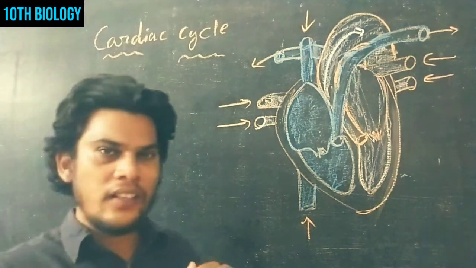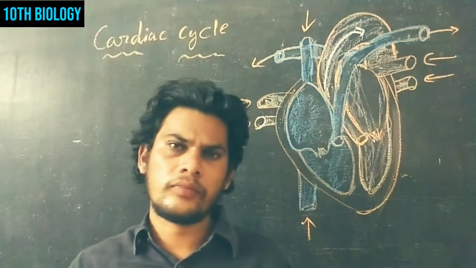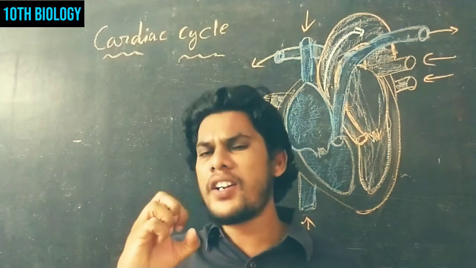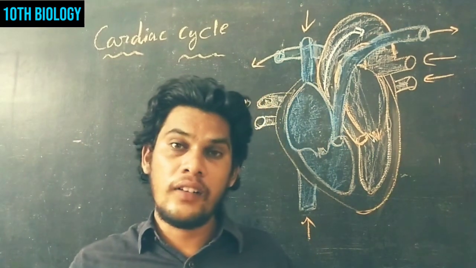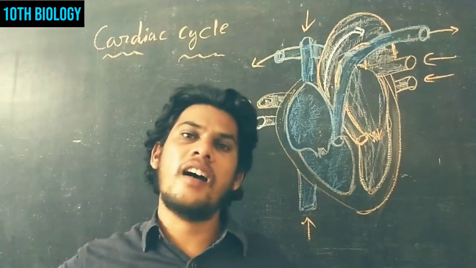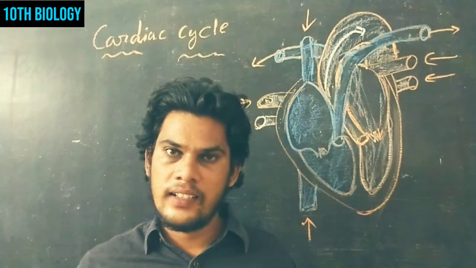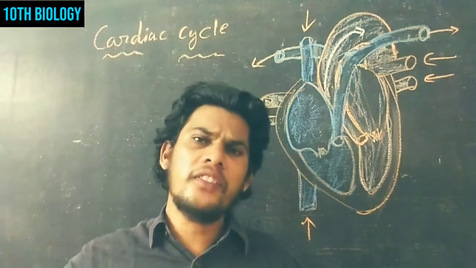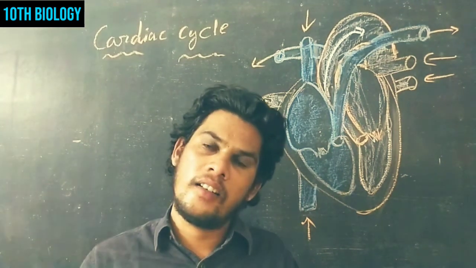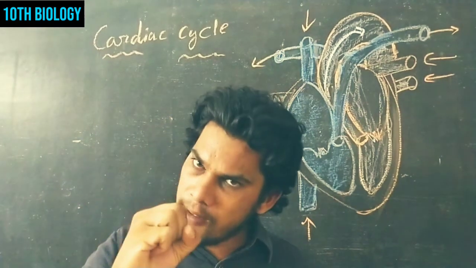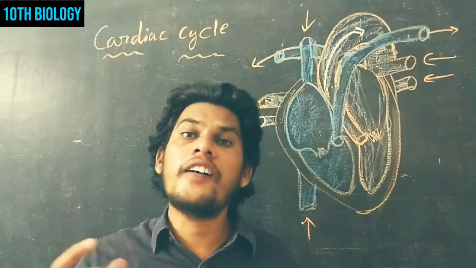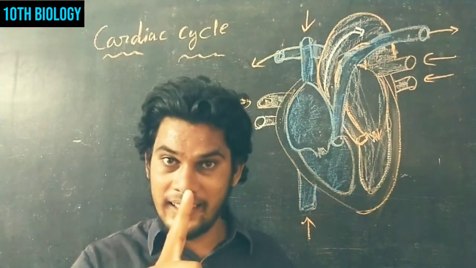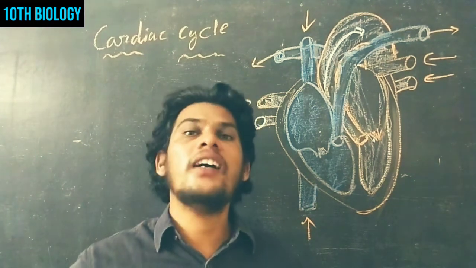a cardiac cycle. What is cardiac cycle? Cardiac cycle is nothing but the contraction and relaxation of atrium, means auricles, and ventricles. It is called one cardiac cycle. Repetition of this is called cardiac cycle. Are you clear? One contraction and relaxation of auricles and ventricles is called one cardiac cycle. Repetition of this process is called cardiac cycle. That's it.